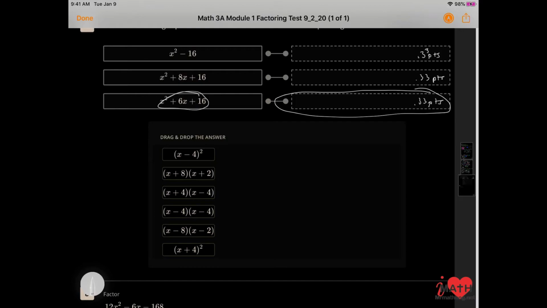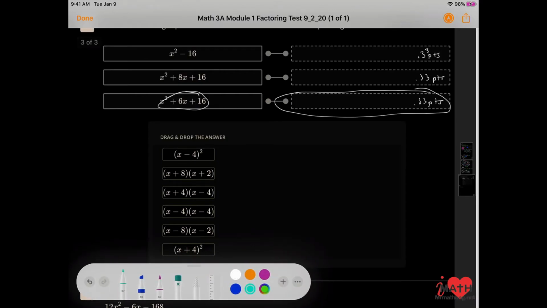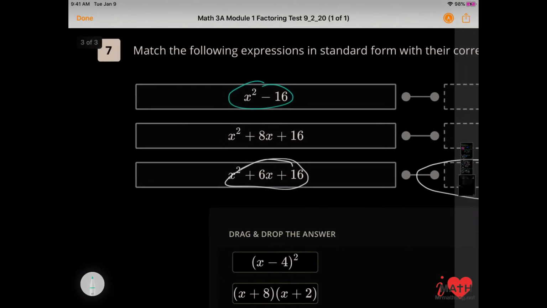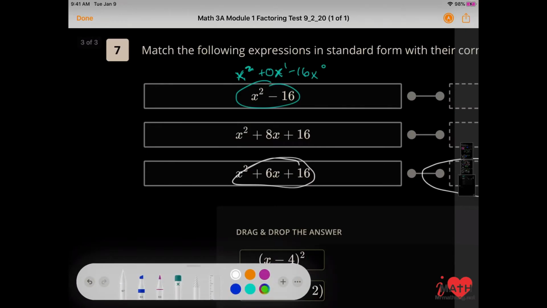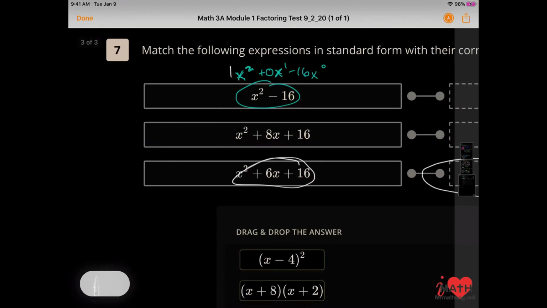All right, let's go ahead and go over this problem. X squared minus 16. So again, that's x squared plus 0x minus 16 because it's in descending order. You have an x squared, you have an x to the first, and you have an x to the 0. And so then my a value is 1, b value is 0, and c value is negative 16.